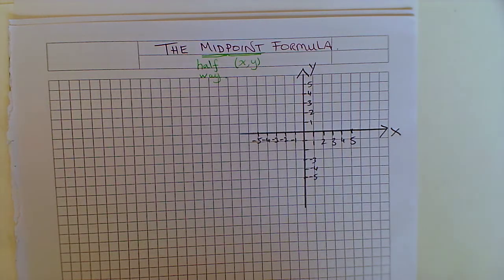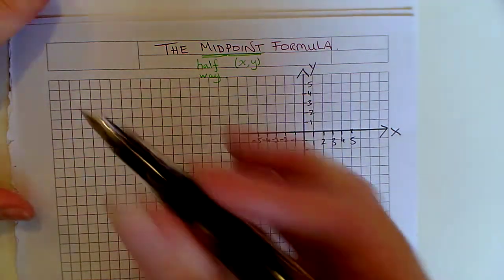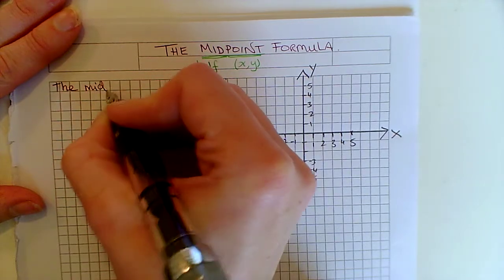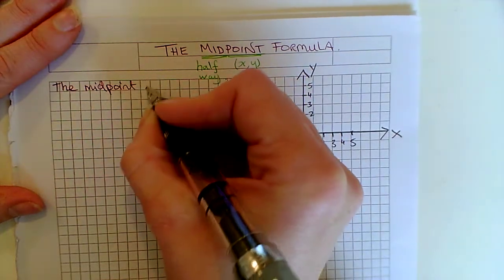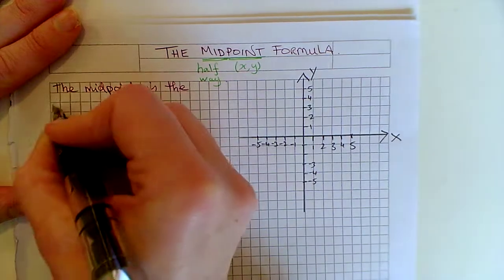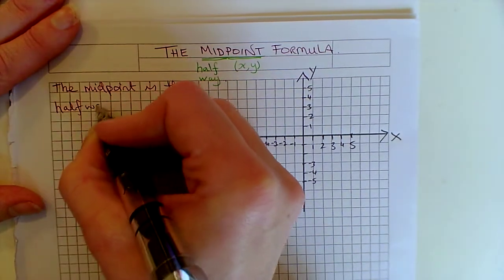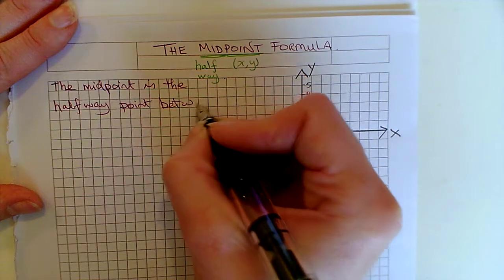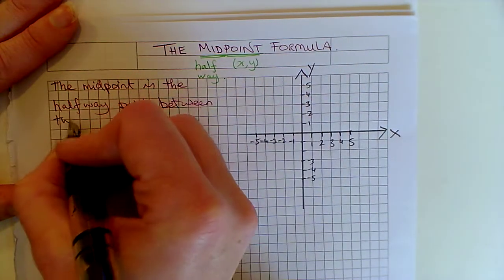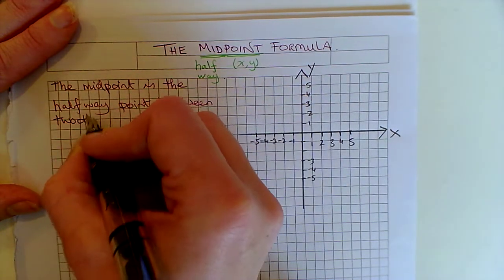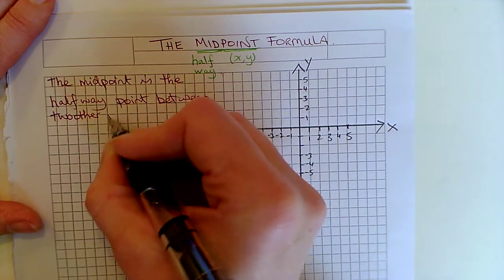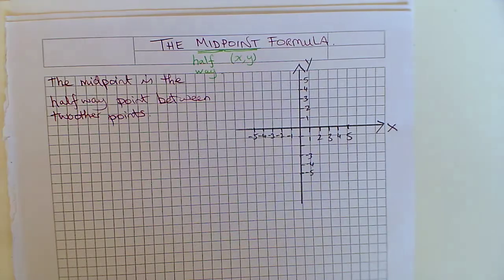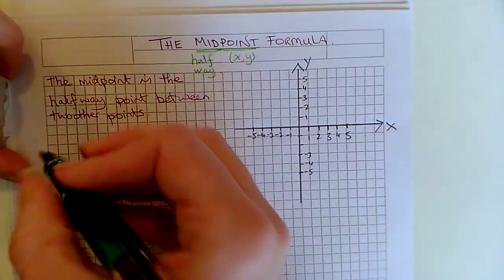Let's write that down straight away so that we know what the midpoint is. So the midpoint is the halfway point between two other points. Sorry, I hope you can read my writing well enough there. Let's do an example of what this might be.